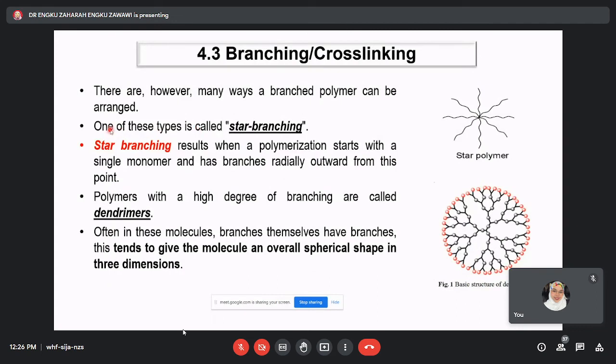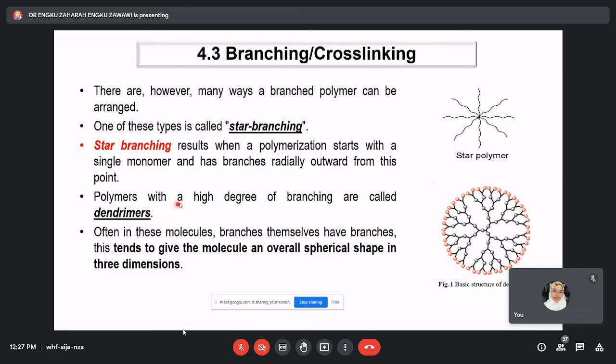So we have star branching. We have one central monomer in the middle, and then it will expand outwards. So this forms a star. So star branching results when polymerization starts with a single monomer. The single monomer sits in the middle and has branches radially outwards. It extends radially from this central point.